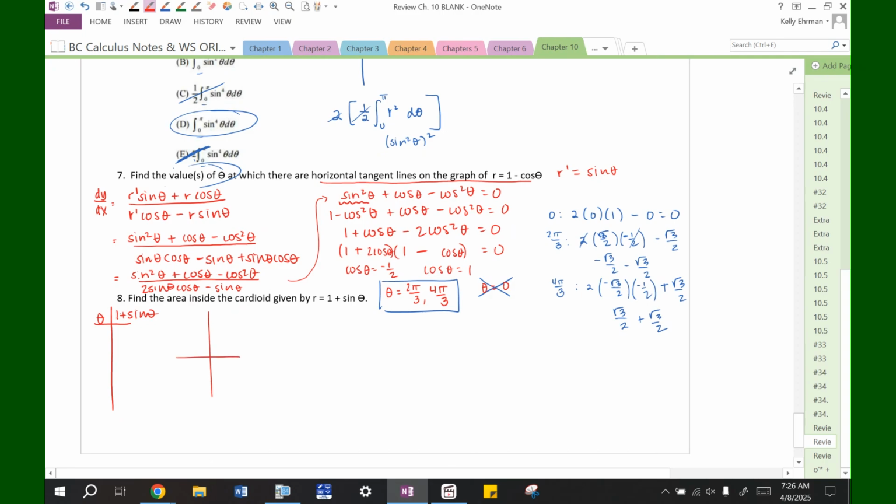So we need to graph this just to see what the bounds are. We want the area inside the thing. So plug in 0, you get 1 plus 0. So it starts here. Plug in pi over 2, you get 1 plus 1 is 2. Comes up here. That's 0, that's pi over 2. And then pi gets us back to 1. This is one of those cardioids, right?